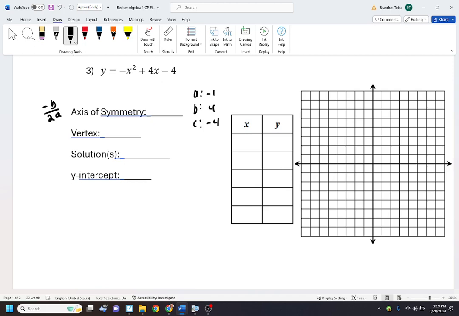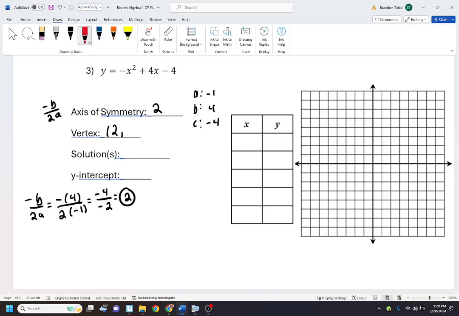-B over 2A is always the axis of symmetry. Why is it -1? It's a negative in front of the x squared, so we call that a -1. So it's going to be -4 times 2, which is over -1. So -4 over -2 ends up being +2. So the axis of symmetry is at 2, and then the vertex is 2 comma something.